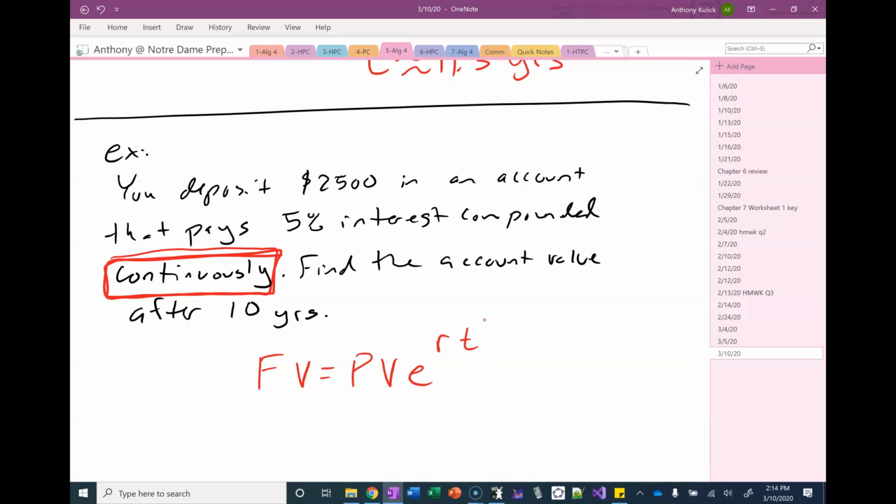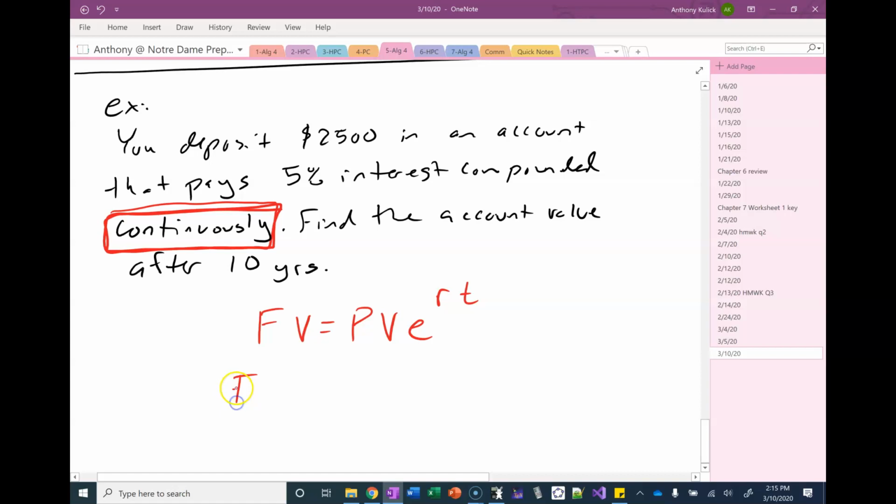So we've got to be careful when we're reading and look for that word continuously because it's going to tell us which kind of model to use. Everybody's okay with why we're not using the regular compound interest model? Okay. So we'll just fill things in as we would normally. The present value is the 2,500. E is just the number E. R is 0.05 and T is 10.